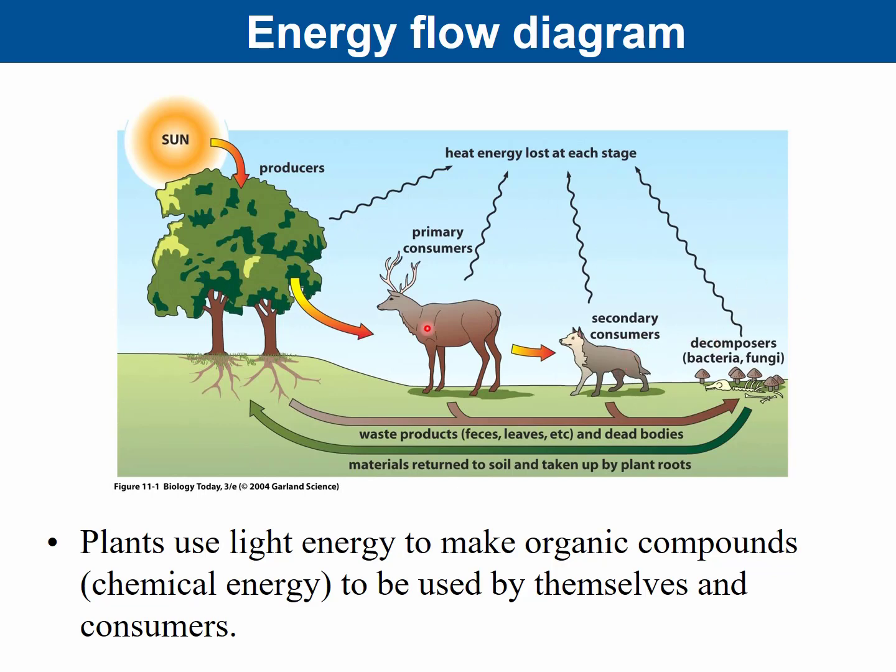When plants and animals die, they then get decomposed by decomposers such as bacteria and fungi, and that can then be recycled. And so plants are going to use light energy to make organic compounds, so to make chemical energy to be used by themselves and also by consumers.